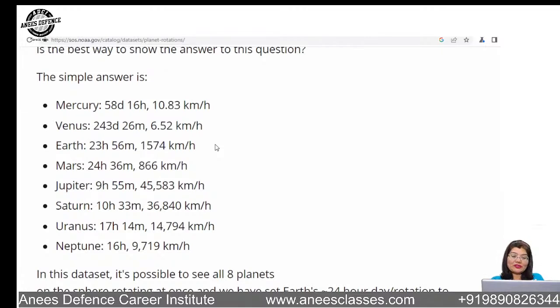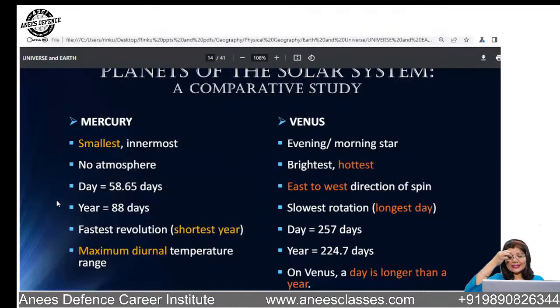Now that we've completed these four main aspects, the age, the size, the density, and the rotational speeds, we'll move on to each planet and try to see what unique aspects we might find about them. Let's begin with Mercury. Mercury happens to be the smallest of all planets. It's also the innermost of all planets.